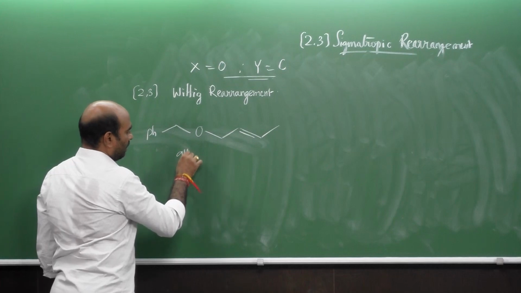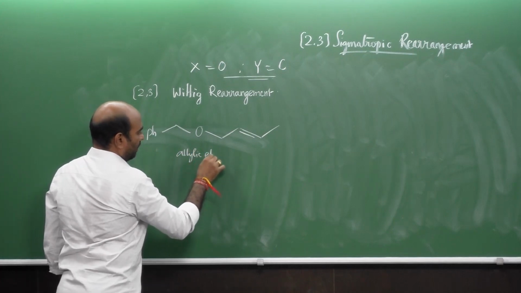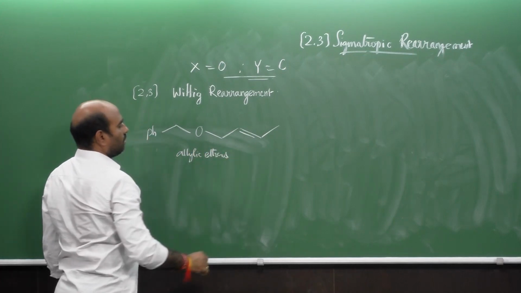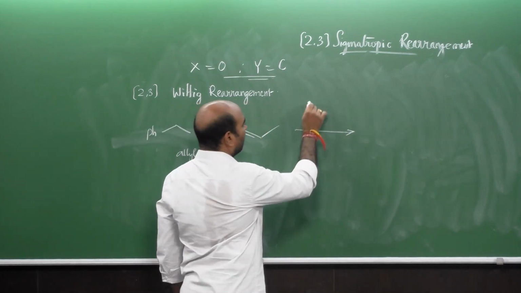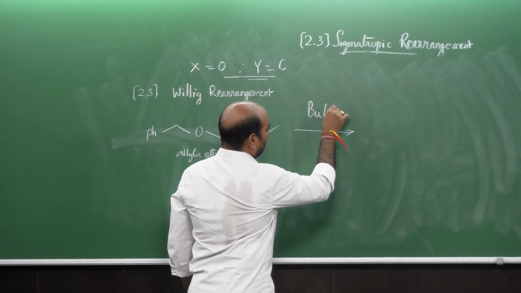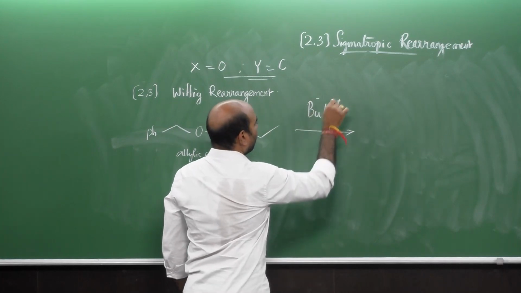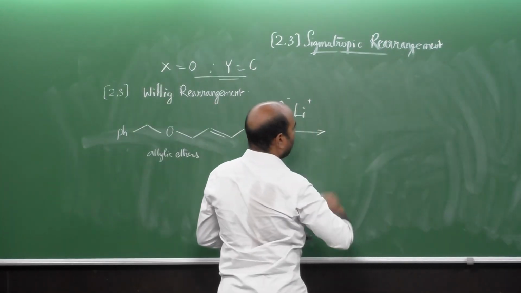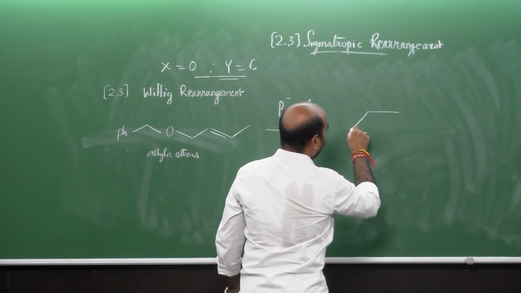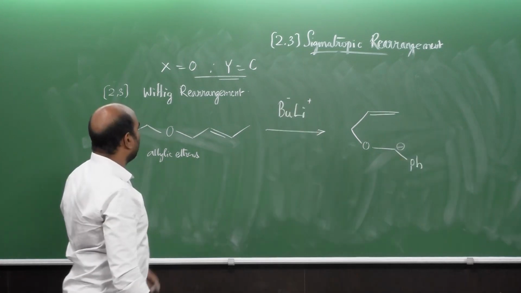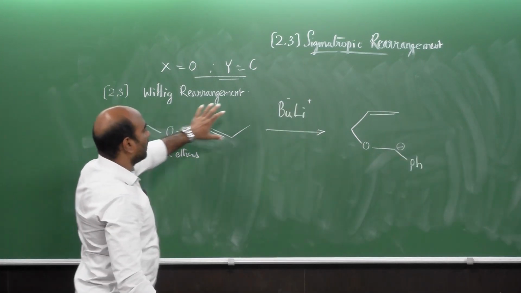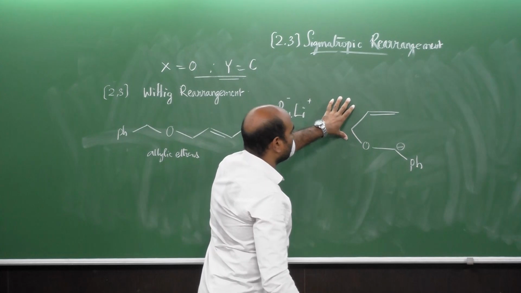Allylic ethers, on deprotonation, that is, on treating with a base like butyl lithium, undergo deprotonation and result in the formation of a deprotonated species. So, these are the allylic ethers on treating with a base like butyl lithium. What is going to happen?